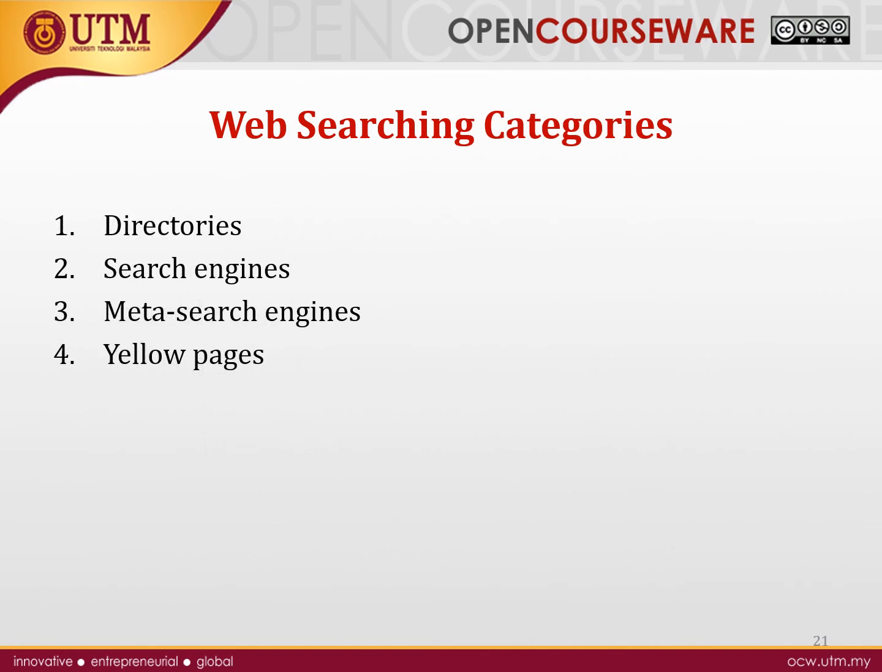And what actually makes us able to do the web searching is the web searching categories that we have. We have the directories, the search engines, meta search engines, yellow pages. Using one of these categories could actually help us in looking for the information that we use, and we mostly use the search engines, for example, Google, Yahoo, and so on.